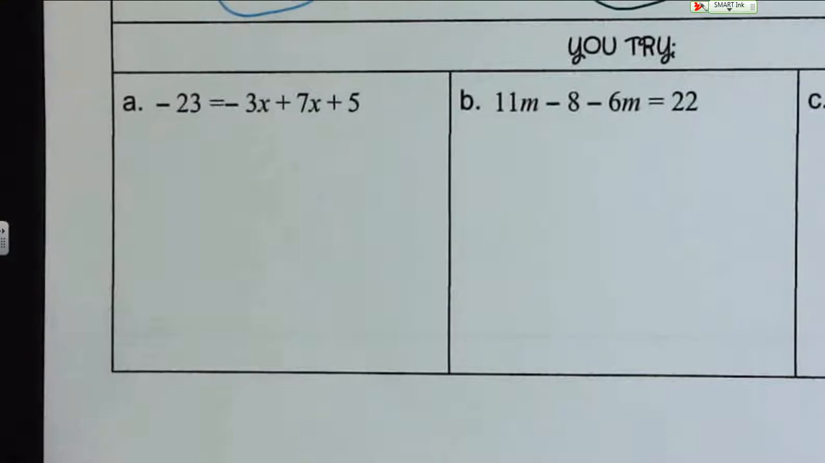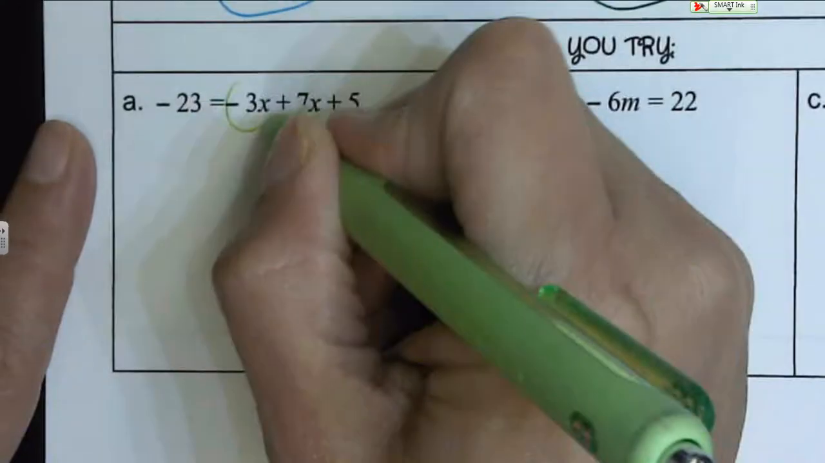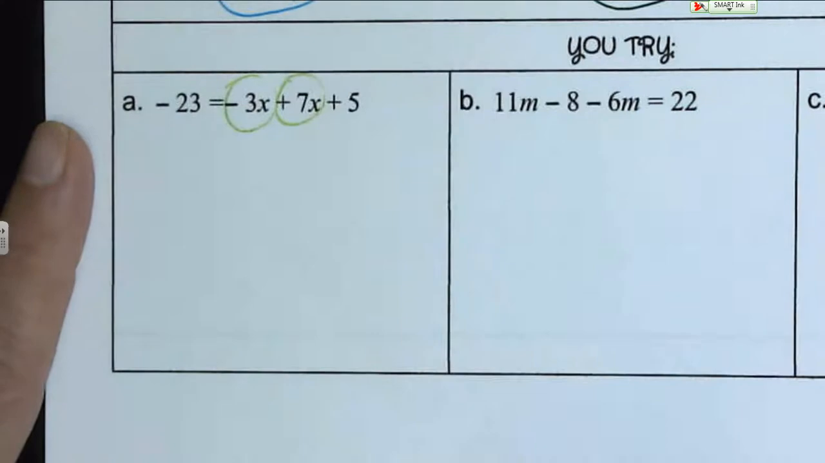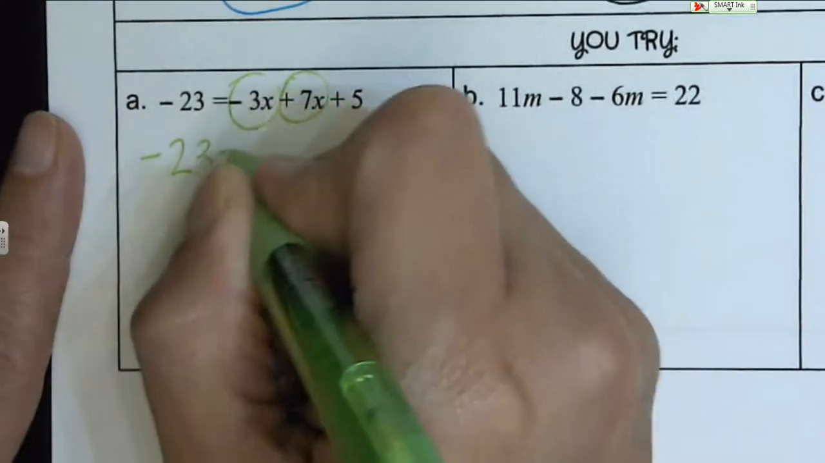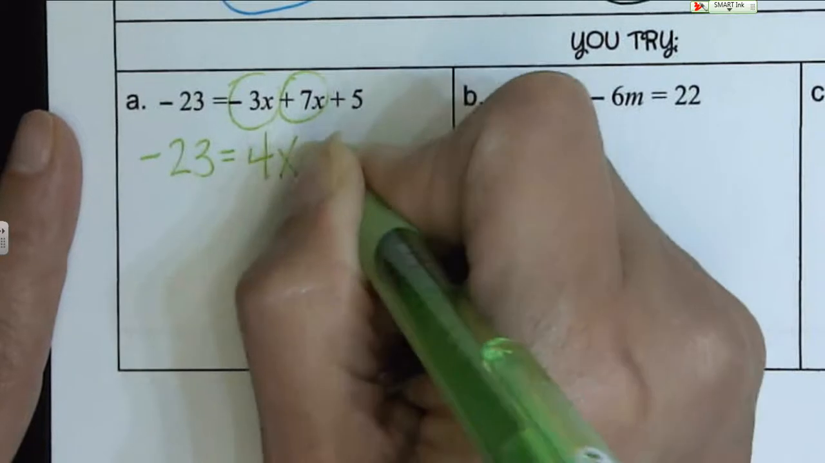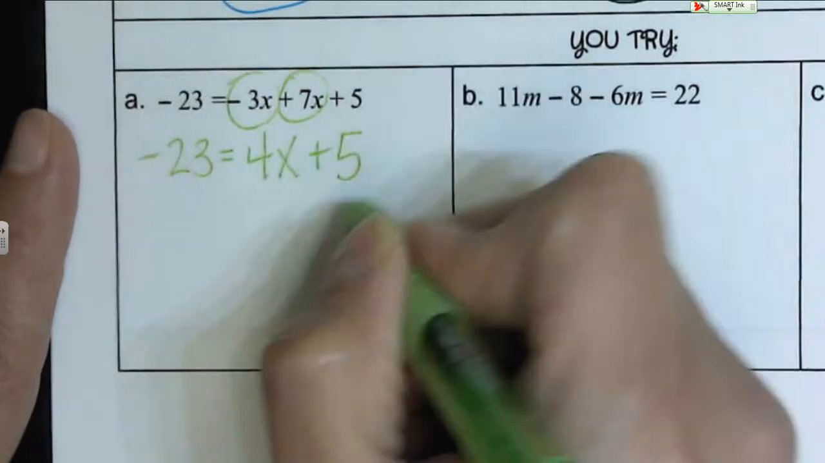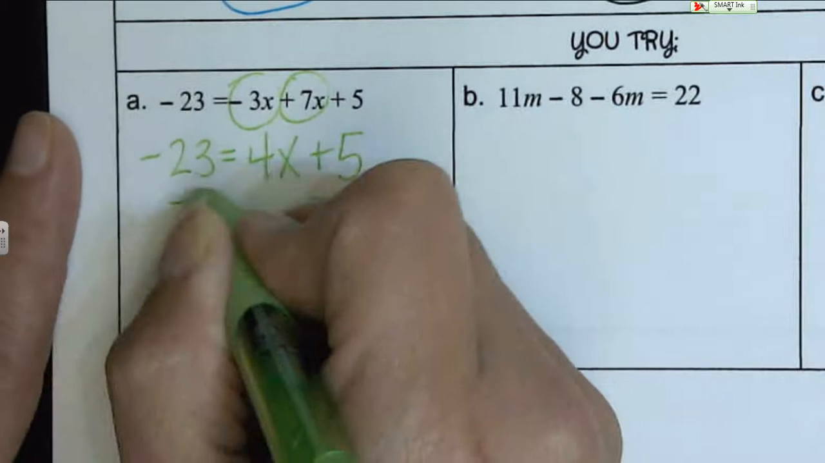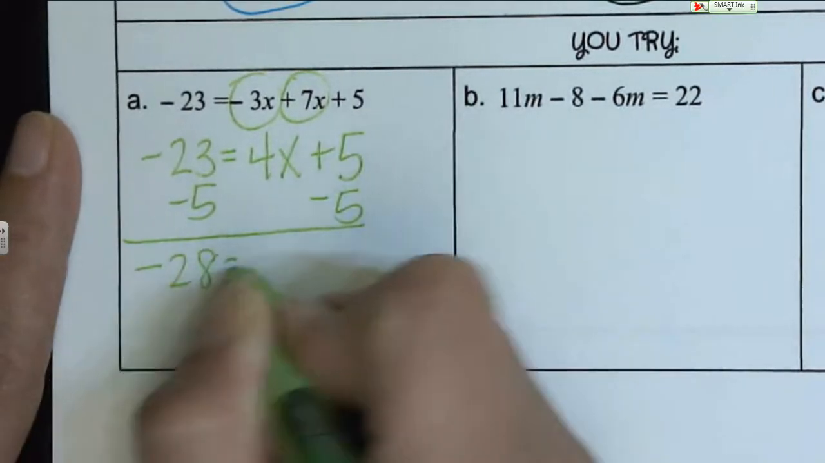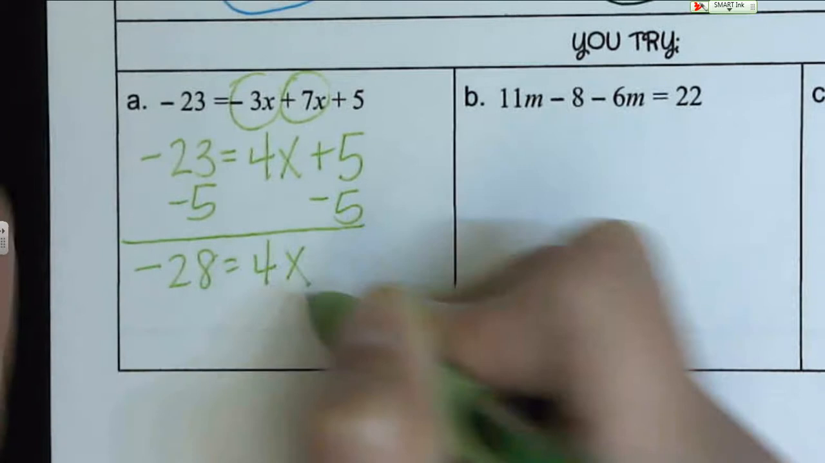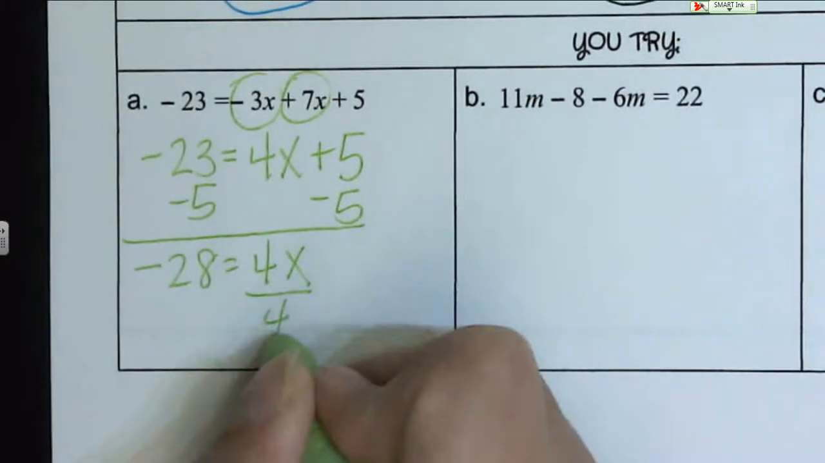For letter A, we got negative 3x plus 7x is going to be 4x. So we start with negative 23 on the left, equals 4x plus 5. Subtract 5 from both sides of the equation. Negative 28 is equal to 4x. Divide both sides by 4, and negative 7 is equal to x.